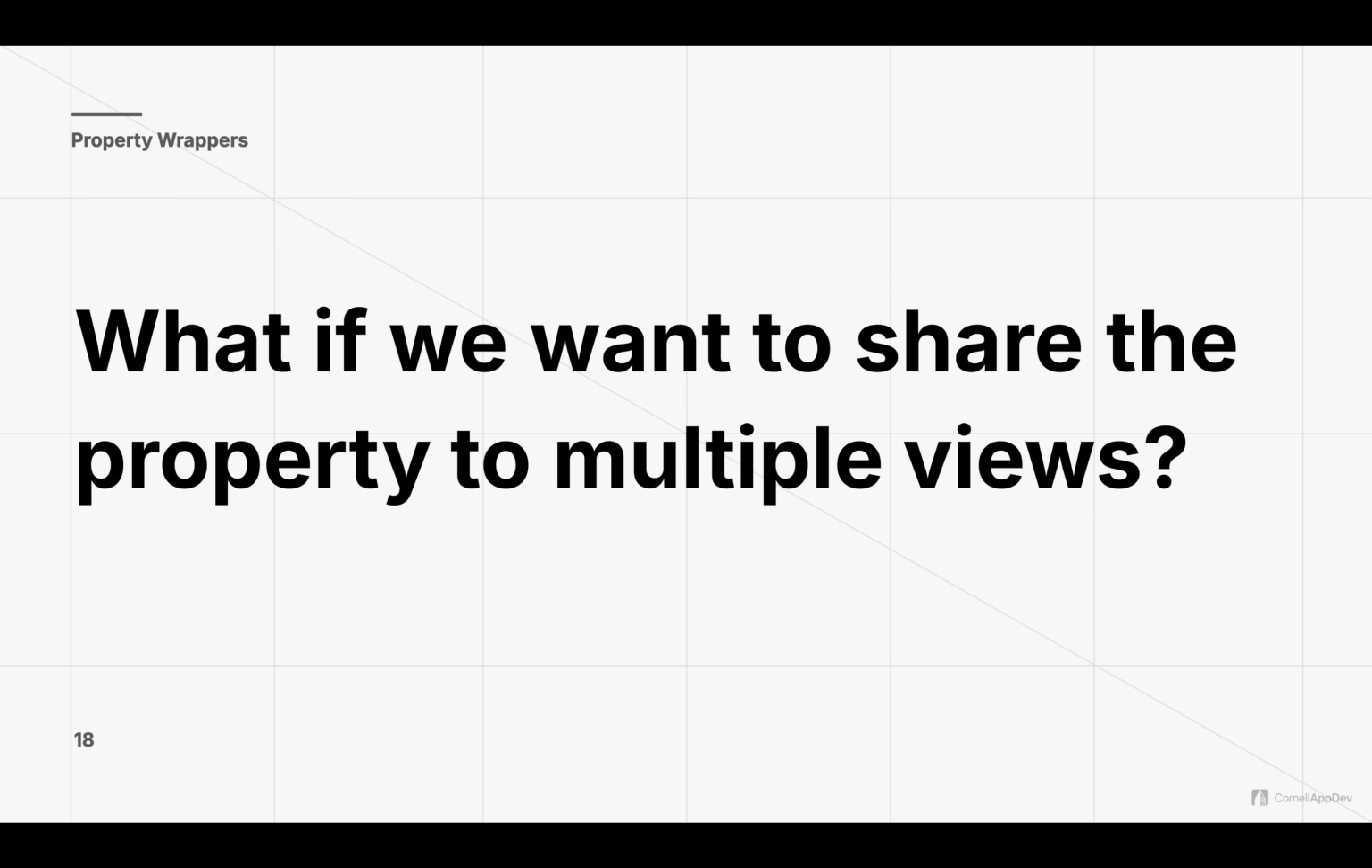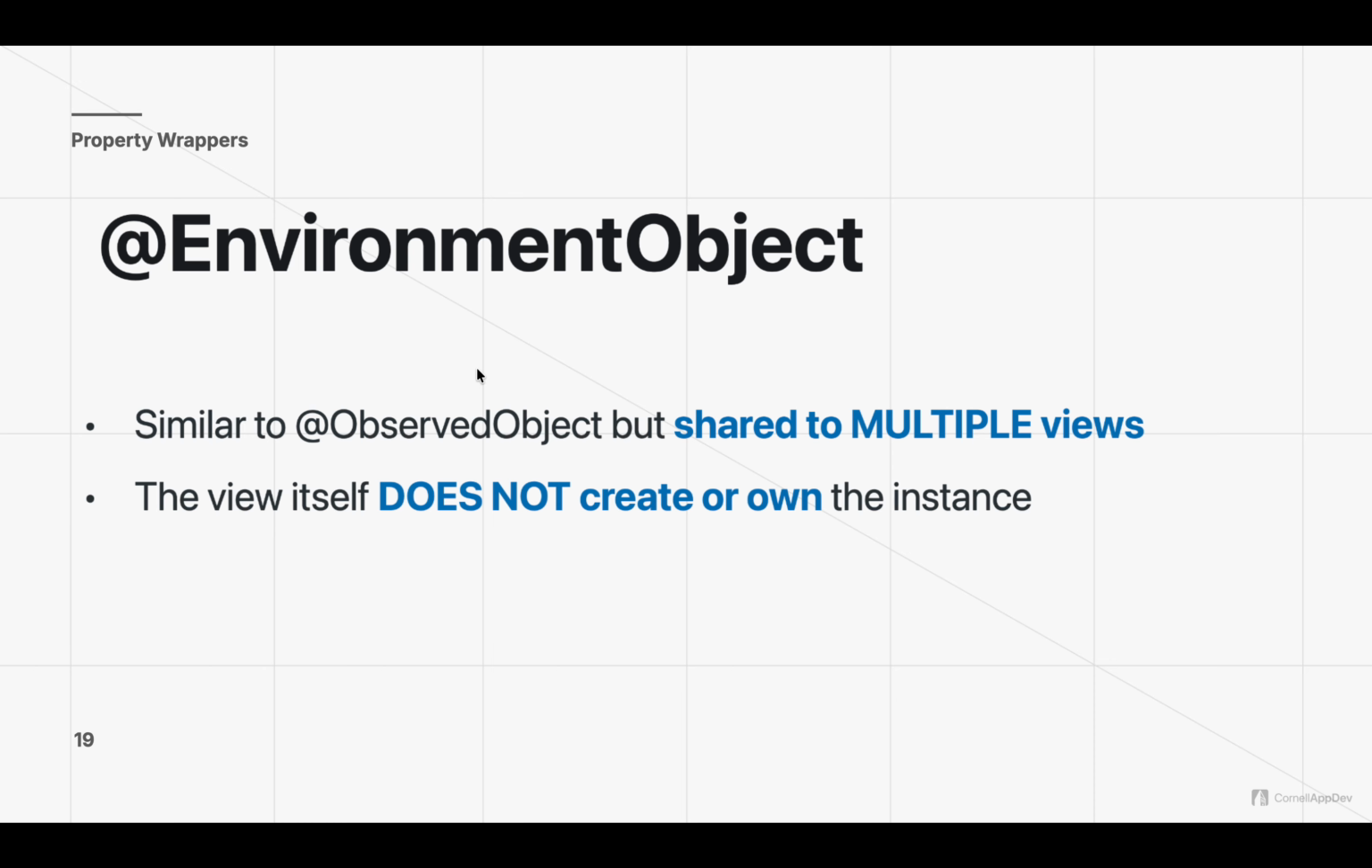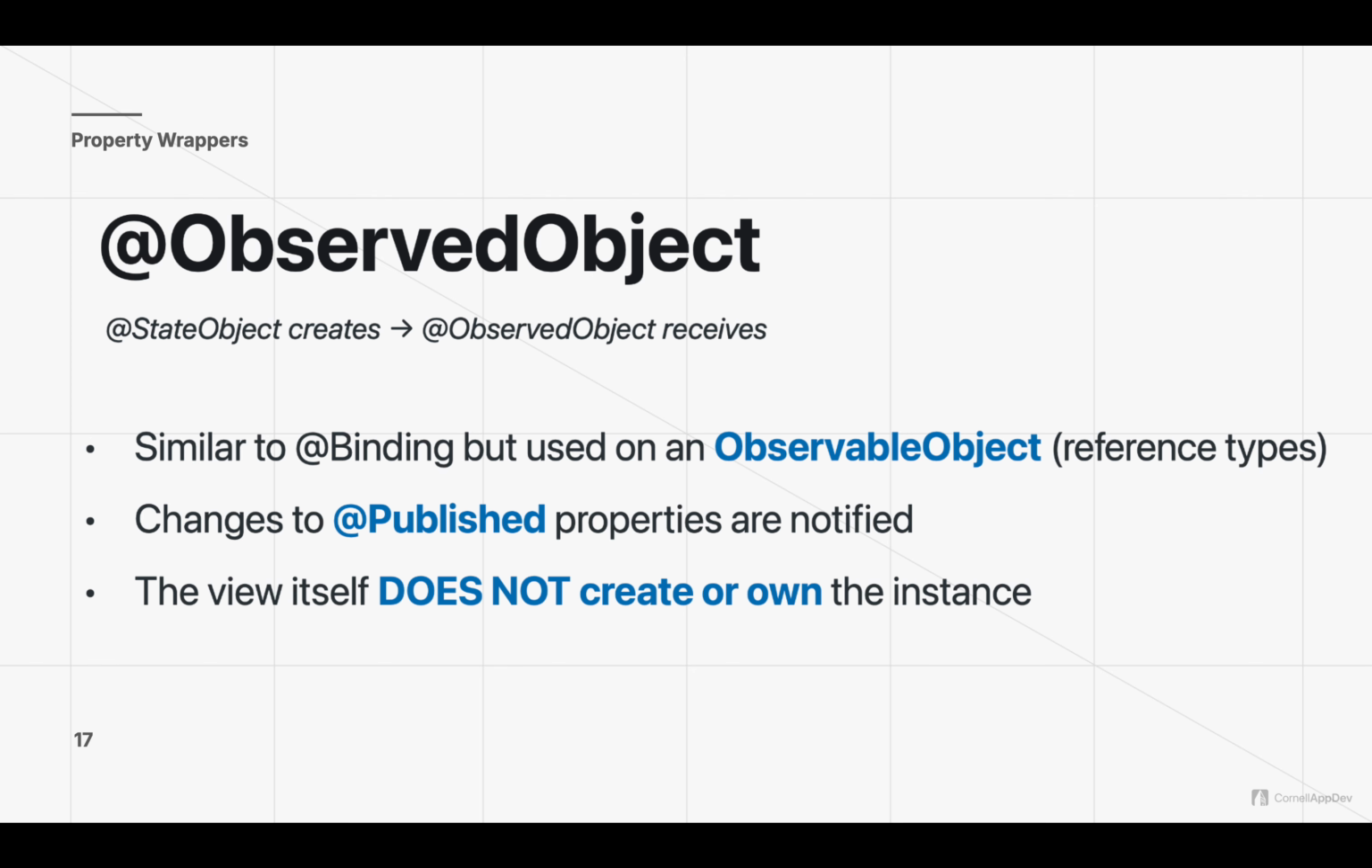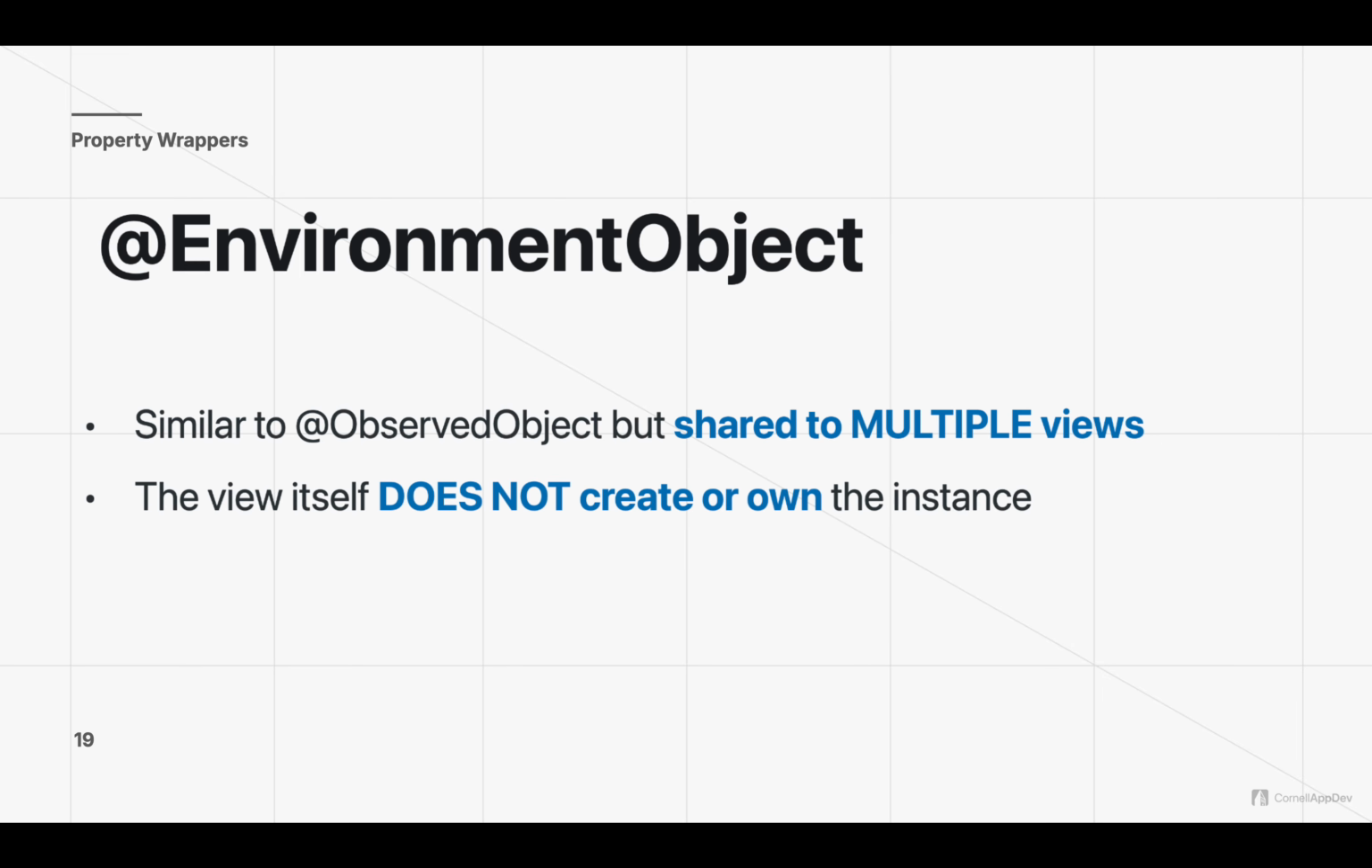So what if we want to share the property to multiple views? Then we use environment object. It's similar to @ObservedObject, but you can share it to multiple views. And again, of course, the view itself does not create or own the instance. So basically think of it like it's @ObservedObject, but you can pass it to multiple different views. You can see it can get really complex.